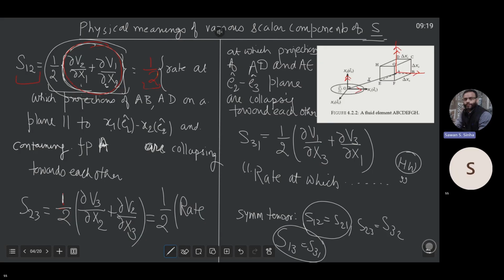Now look at this situation from a different viewpoint. I have a second order tensor, the strain rate tensor. It has 9 scalar components, symmetric, so 6 independent scalar components. 3 of them have physical meaning associated with the rate of fractional change in length, whereas the other 3 have physical meaning which is the rate at which angles are changing. See that? Same tensor, different components have different types of physical meaning. One is fractional change in length, the other is the rate at which angles collapse.